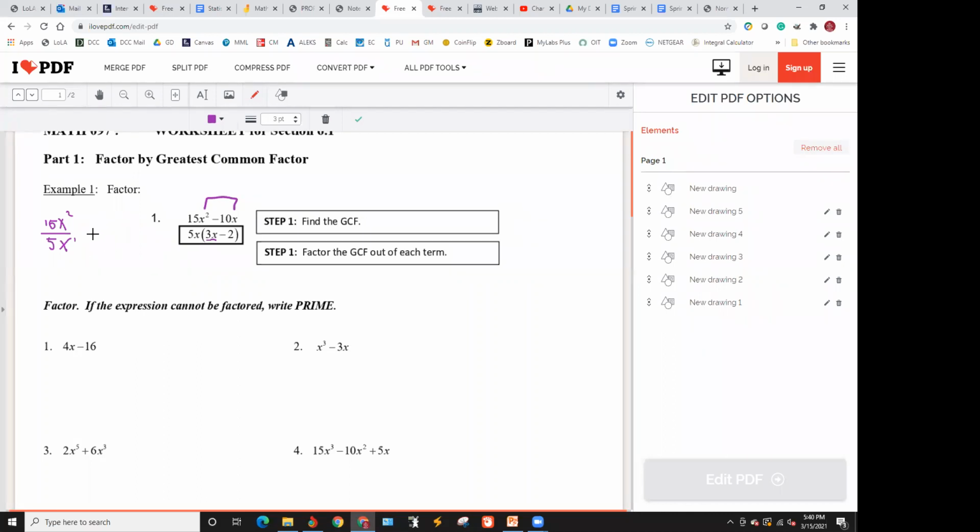So for that second term, it's negative 10x divided by 5x. The x's are just going to take each other out, but 5 goes into negative 10 negative 2 times. So there we got it. If we multiply 5x times 3x, we get 15x squared. 5x times negative 2, we get negative 10x.